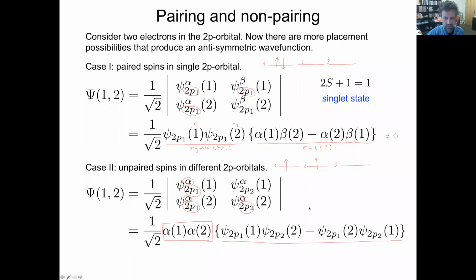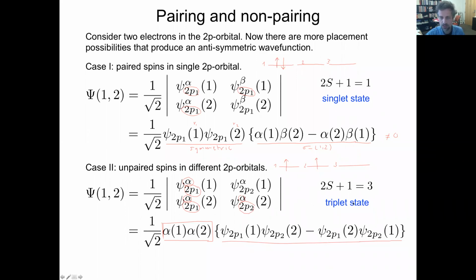Okay, now the second case. Second case, I have a triplet spin state. Why? Because both of my electrons have the same directionality of spin, both in alpha, both have half. Half plus half equals 1. So the capital S is 1. 2S plus 1 equals 3. So the multiplicity is 3. There are 3 possible projections of this spin state. Okay, so this is a triplet state.